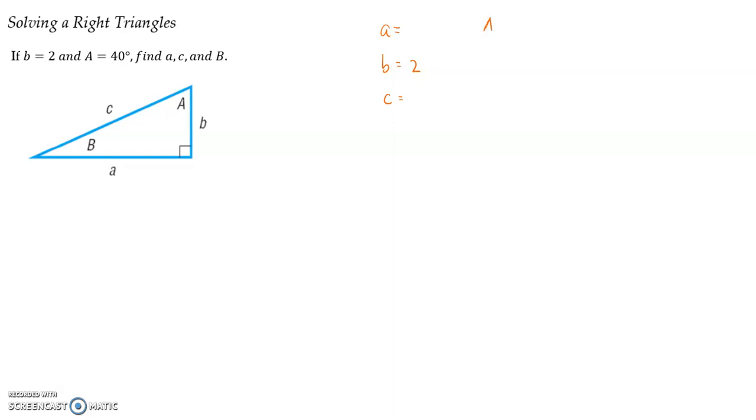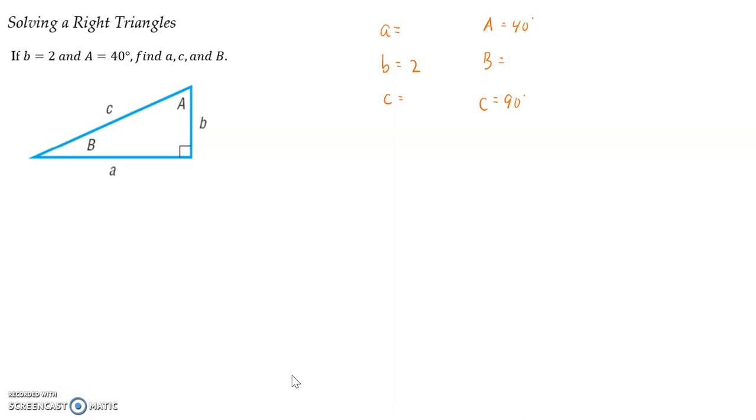And then we're given some information about our angles. Angle A is 40 degrees. And based on our triangle, angle C is where our 90-degree angle is. Remember that in these questions, we're going to be using lowercase letters to represent the side lengths, and the uppercase letters will represent the angle measures.